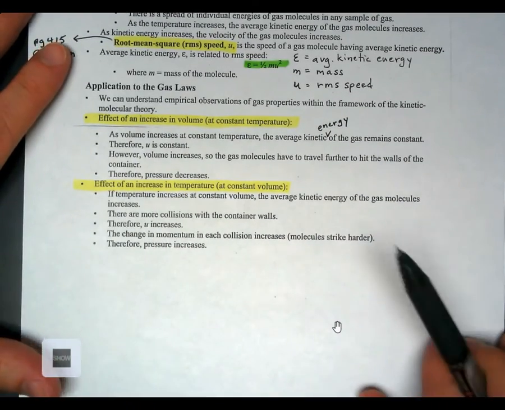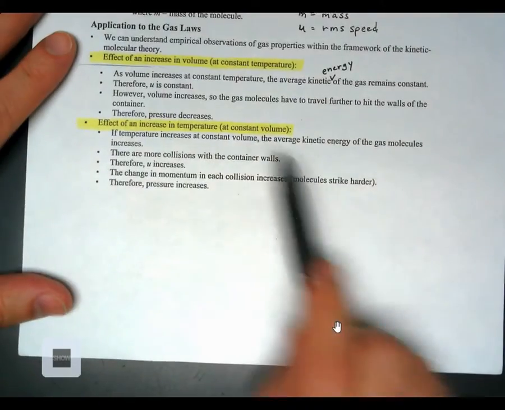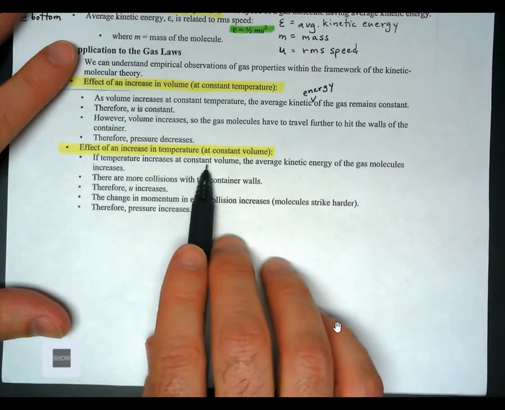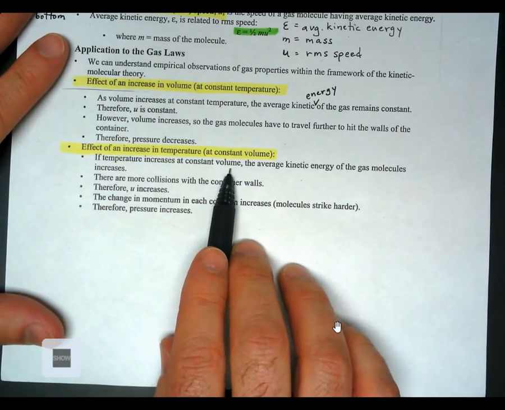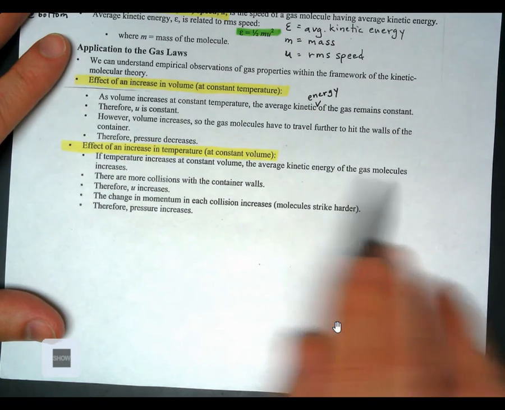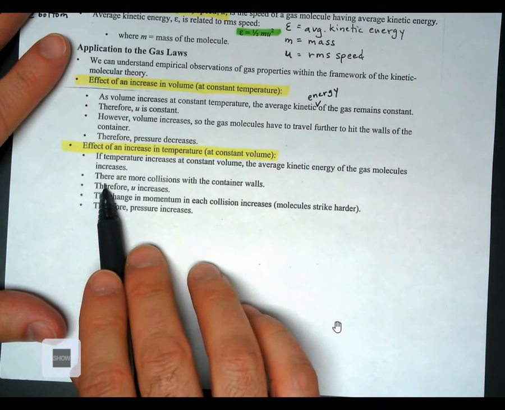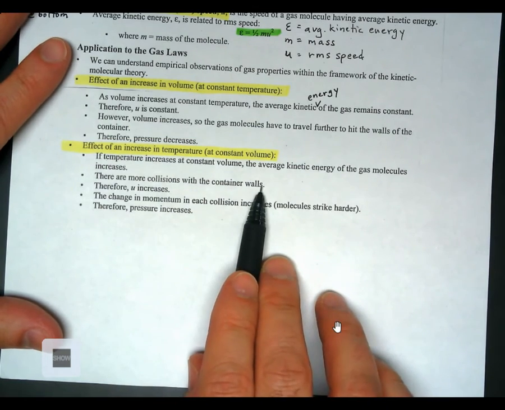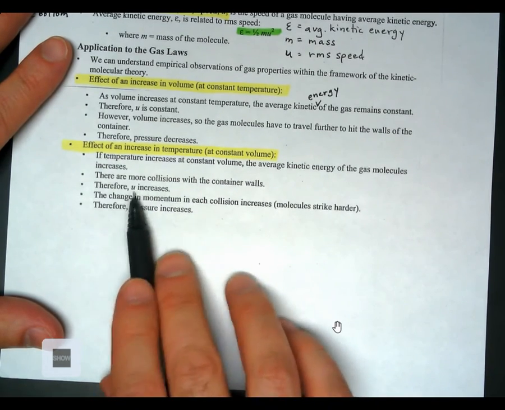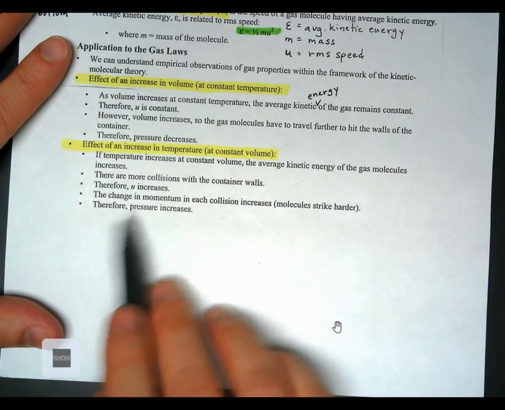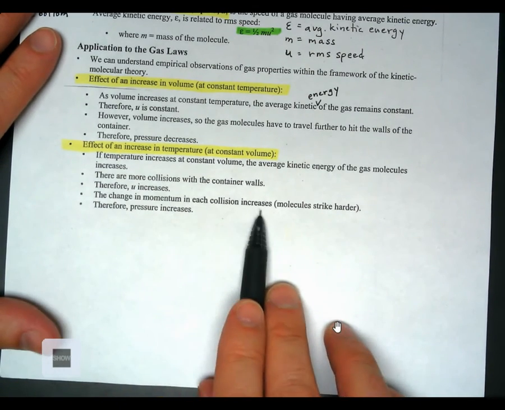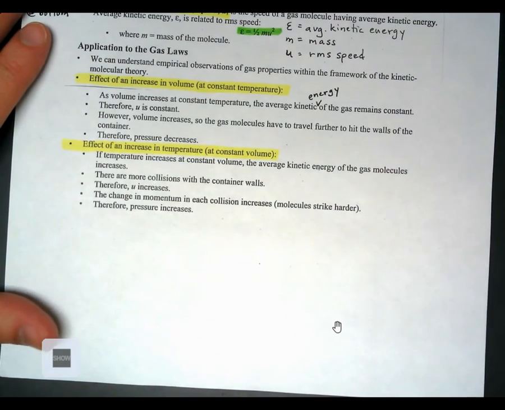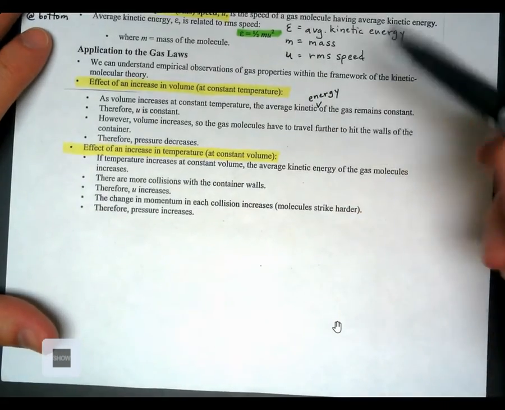Second one, effect of an increase in temperature at a constant volume. If the temperature increases at a constant volume, this is the one we were kind of talking about already, the average kinetic energy of the gas molecules increases. So you're literally making them move faster. There are more collisions with the container walls. Therefore, U, RMS speed, increases. The change in momentum in each collision increases, the molecules strike harder, therefore pressure increases.